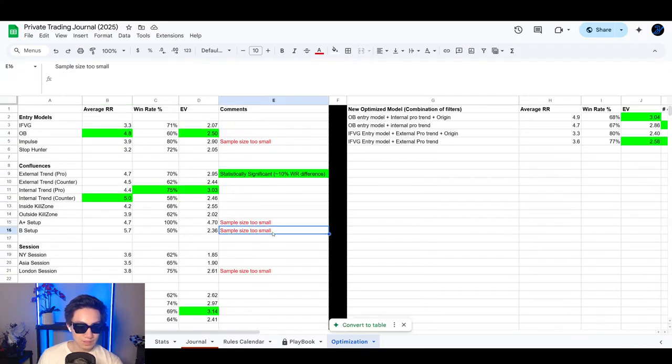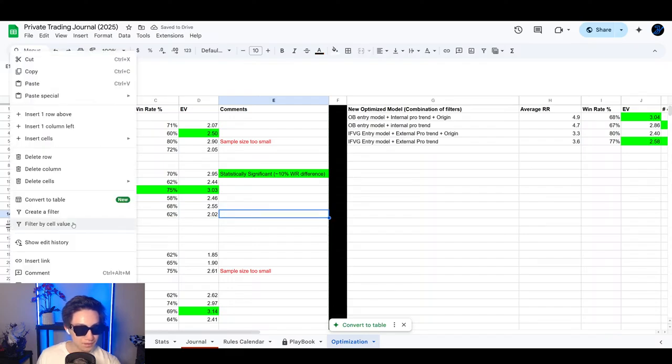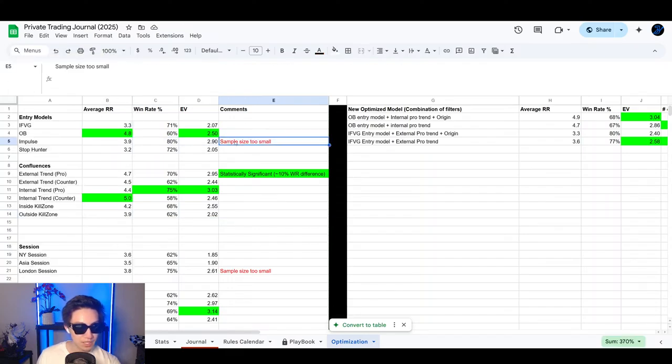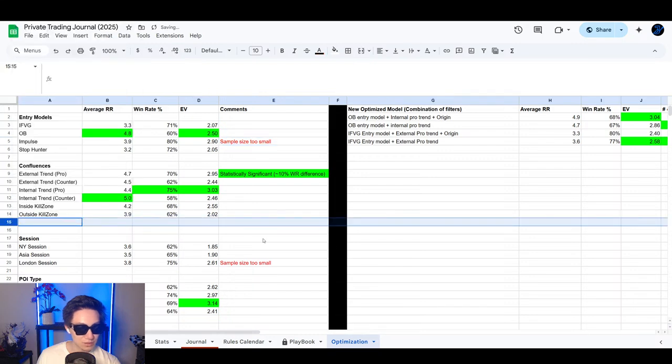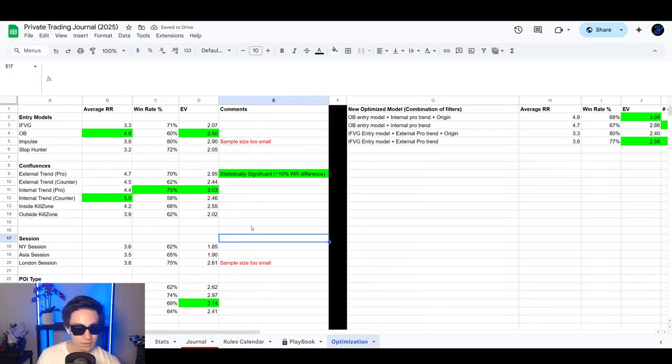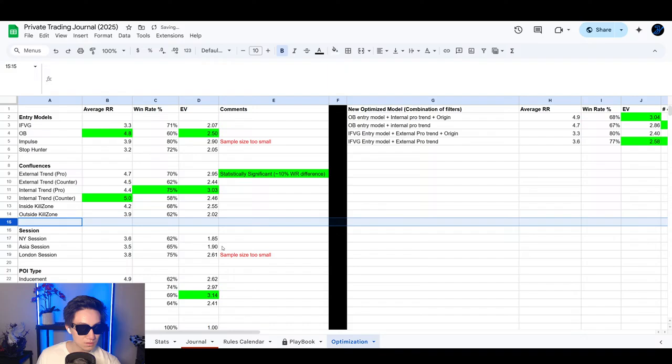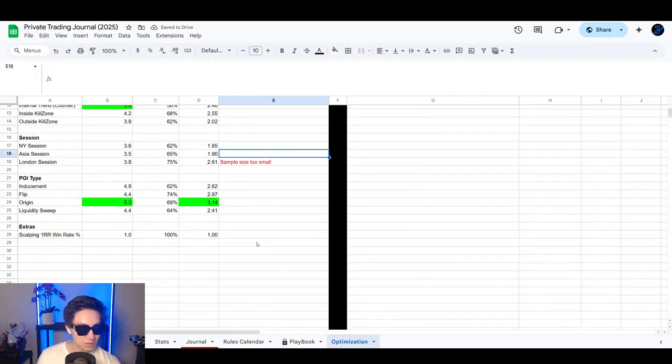The only thing is, for example, with my A plus setup and B plus setup, the sample size is too small, so the 100% winner is not accurate. We'll keep them on here, but it's not enough data, so I'm going to delete those actually. Impulse model 80% is not as accurate. It's not enough data here. Let me just delete these rows here. And then this we just started testing.